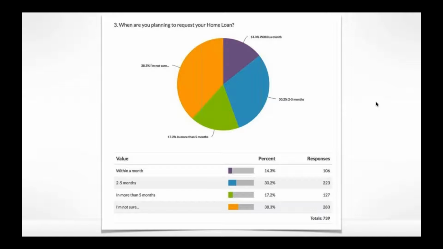Now, here's a little behind the scenes peek at a lot of the responses. So this is inside one of our survey campaigns. You can see down at the bottom, this particular campaign has 739 leads that have run through it. And this is the answer to question number 3. When are you planning to request your home loan? So 15% of them within a month, which statistically is amazing. That means that 15% of the buyers that are coming through this program are looking to do something right now.